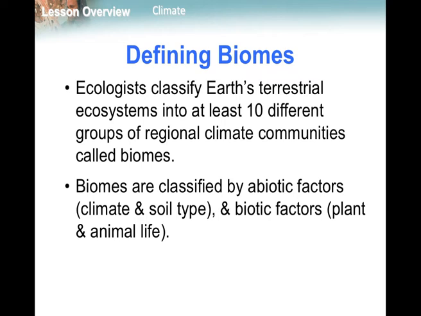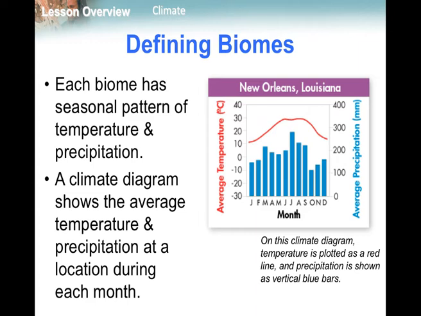There are 10 different biomes located in our biosphere. They are very distinct climate communities with very distinct organisms. Remember that a biome is defined both by abiotic features and also by biotic features. So the living and the non-living things help us define what is a particular biome. Biomes are affected by their climate, their soil type, and the plants and animals that can live there. That is how we define them.